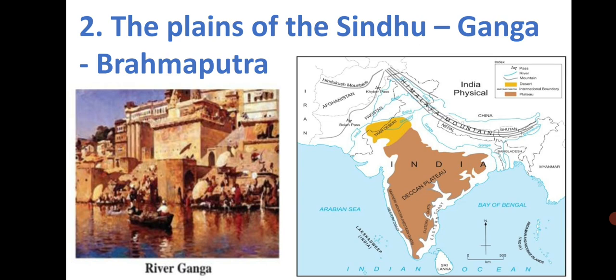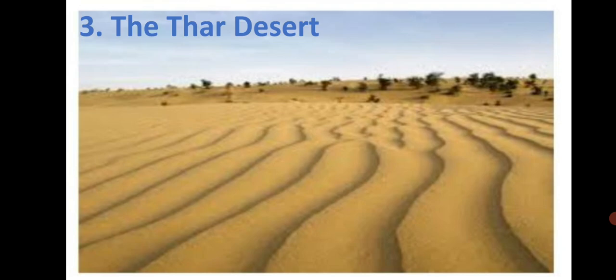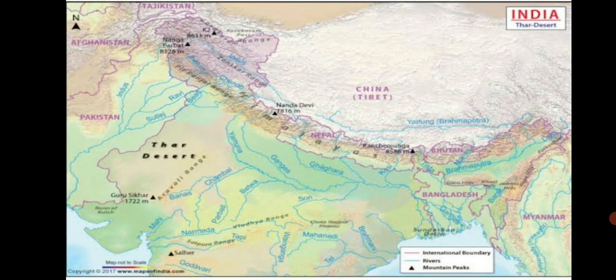Let's move on to the third point. The third point is the Thar Desert. The Thar Desert you can see in this picture. Now let's see it or locate it on the map of India. You can see it in the map of India. The Thar Desert is here. The Thar Desert spreads across Rajasthan, Haryana and some parts of Gujarat. A part of the desert lies in today's Pakistan.